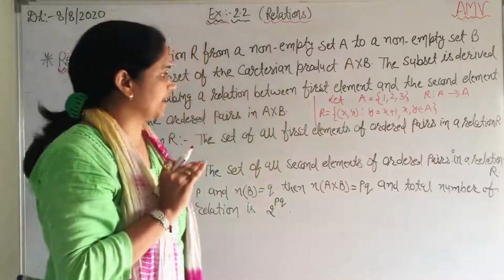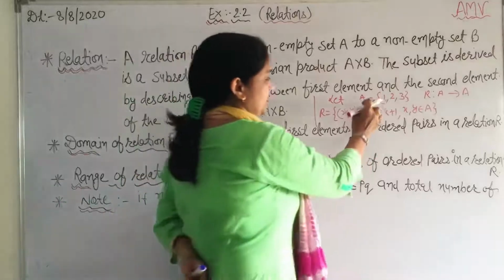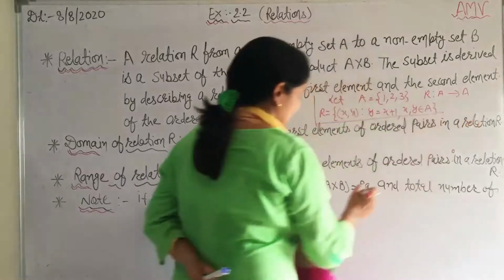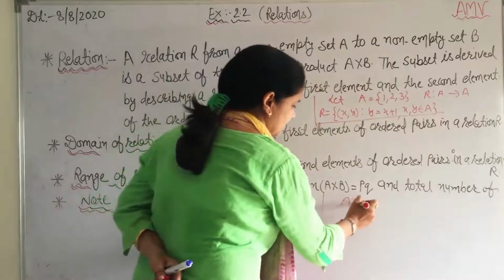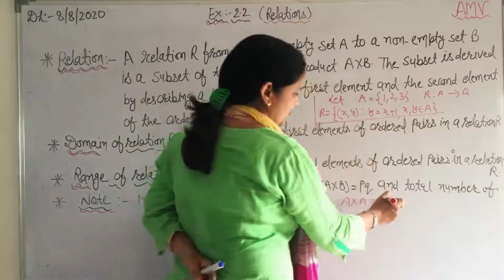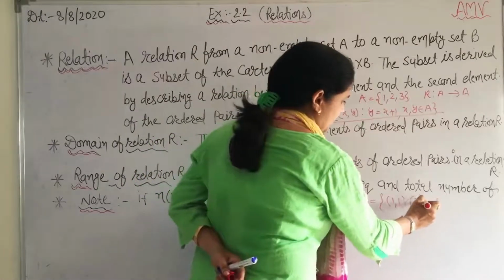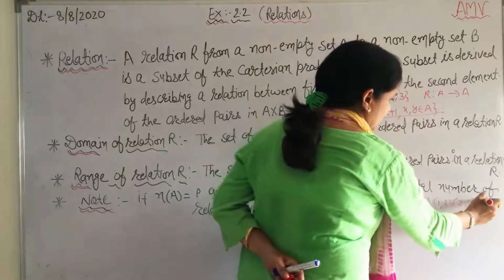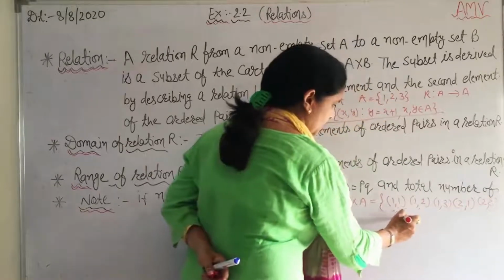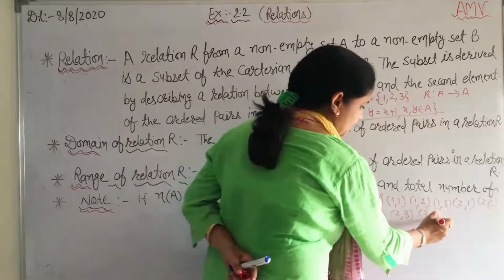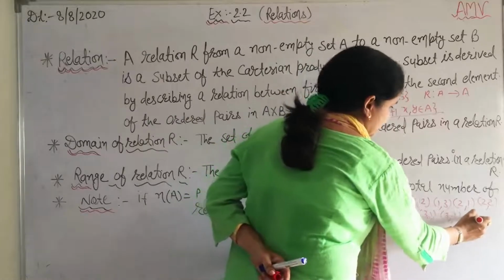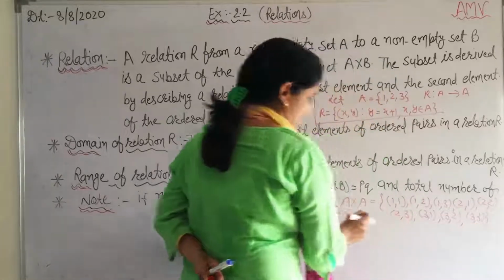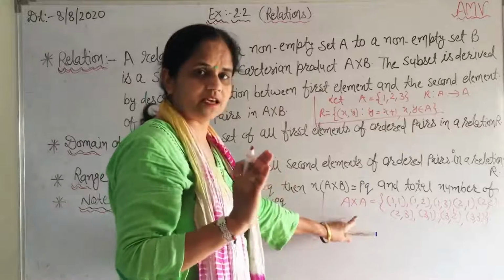Now, if we find the Cartesian product A with A, it would be (1,1), (1,2), (1,3), and next (2,1), (2,2), (2,3), (3,1), (3,2), and (3,3). These are the elements of the Cartesian product A cross A.